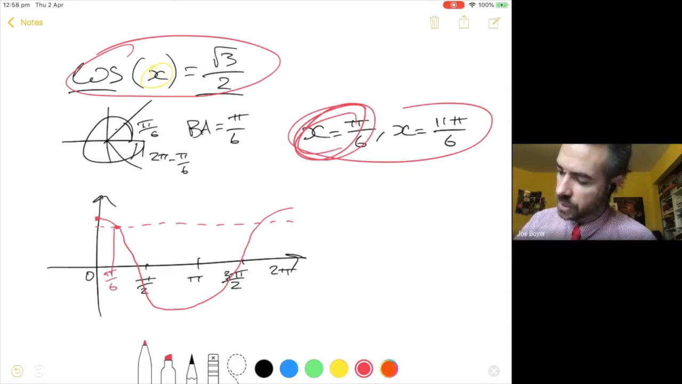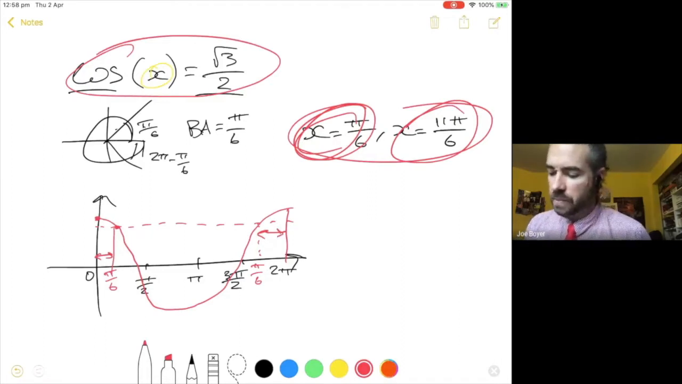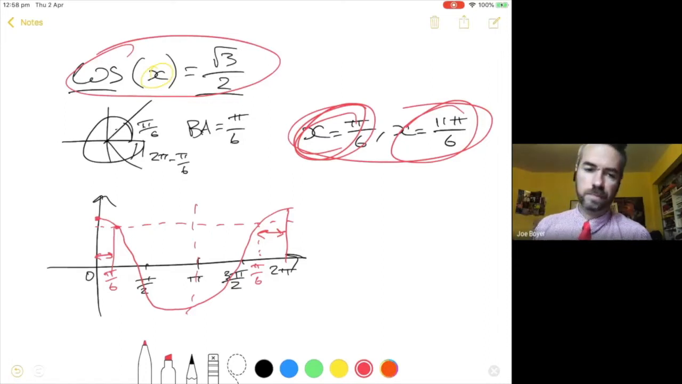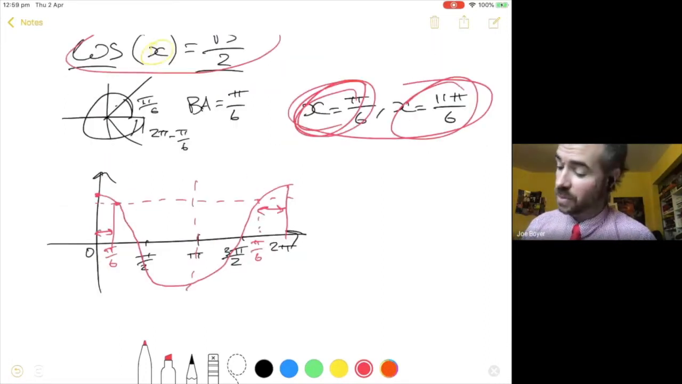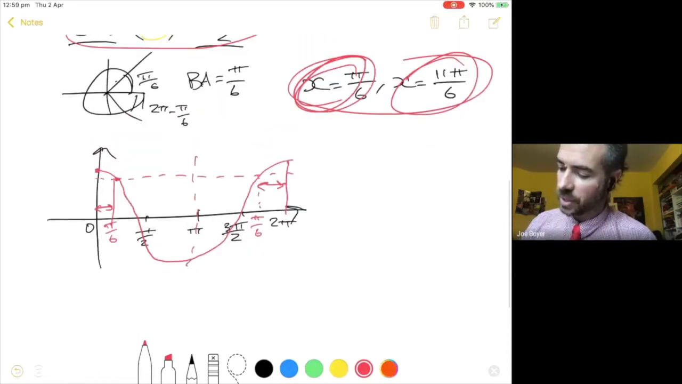And then we've got this answer. We're going to get an answer at 11 pi on 6. You'll note that pi on 6 is pi on 6 units away from that axis there, and 11 pi on 6 is pi on 6 units away from that end of the domain there. So there's a fair bit of symmetry here. My diagram isn't great. It's hard to get sign diagrams working nicely. I can do it so well on a whiteboard. The iPad's a little bit trickier.